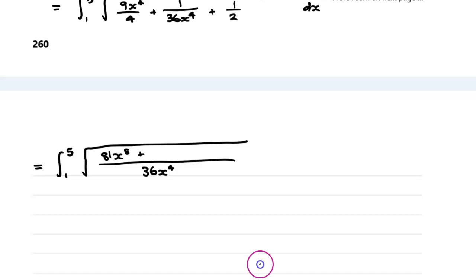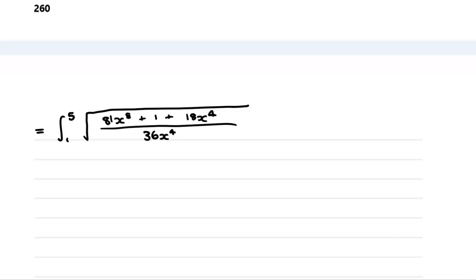Then we would have 1, and then that 1 over 2 will become 18x to the power of 4. Okay, I notice inside of there, if I factorize this numerator, if you preferred, you could write that as 81x to the power of 8 plus 18x to the 4 plus 1. But factorizing this, let's pop that square root, oops, and we've got a dx here.